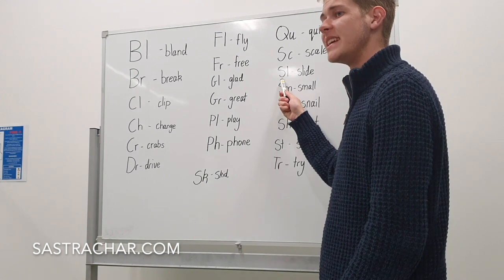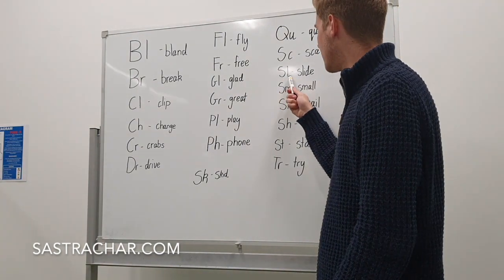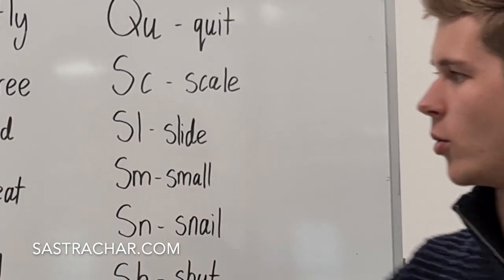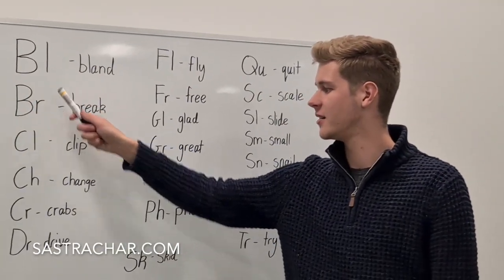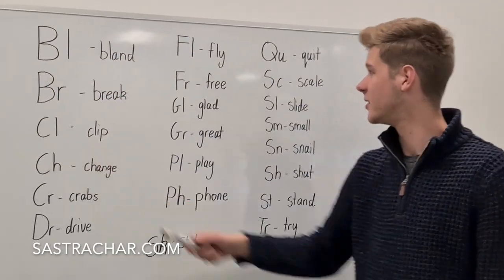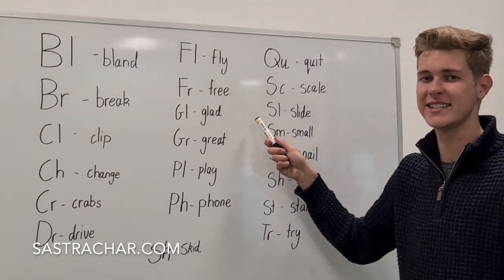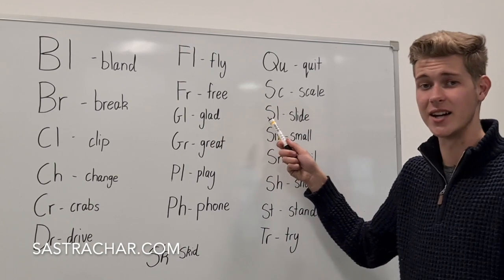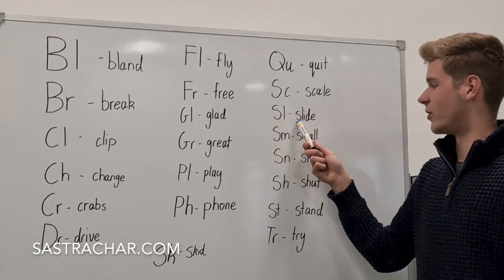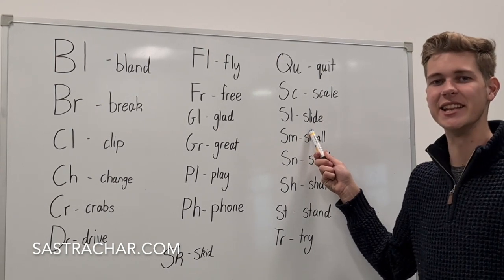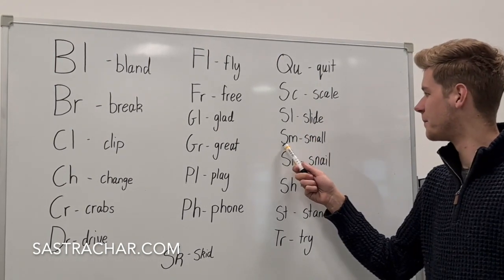Once again, an S, S, and an L, L. Remember, over here we've got bl, here we've got cl, here we've got fl, and here we have sl. And we've got an example of a word here, slide. How about this one?